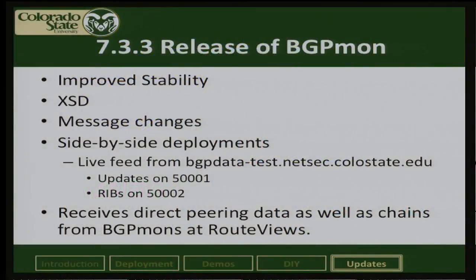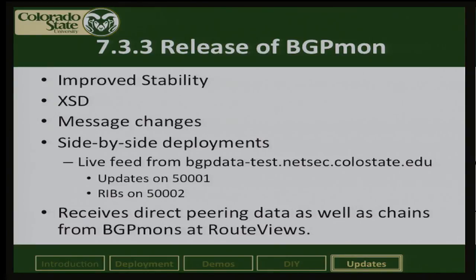So I've alluded a little bit that there's been a lot of changes happening inside of BGPmon recently. We are currently on our 7.3.3 release. The major goals of this release are increased stability, as well as we've made a huge change to our XSD. The XSD is used to validate all of our XML messages. It's also used internally to parse the messages and create data structures.